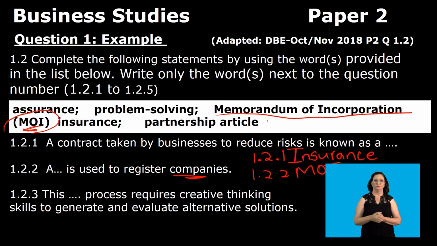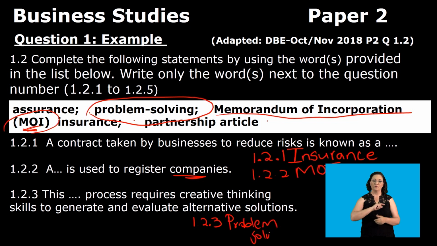1.2.3, this process requires creative thinking skills to generate and evaluate alternative solutions. You go back again to your box and then you check which one is the correct answer there. Then you write your 1.2.3. Right, what is the correct answer? Correct. The correct answer is problem solving. You write your problem solving. Problem solving is the correct answer. Then you're done with your 1.2. Can you see how easy that is?